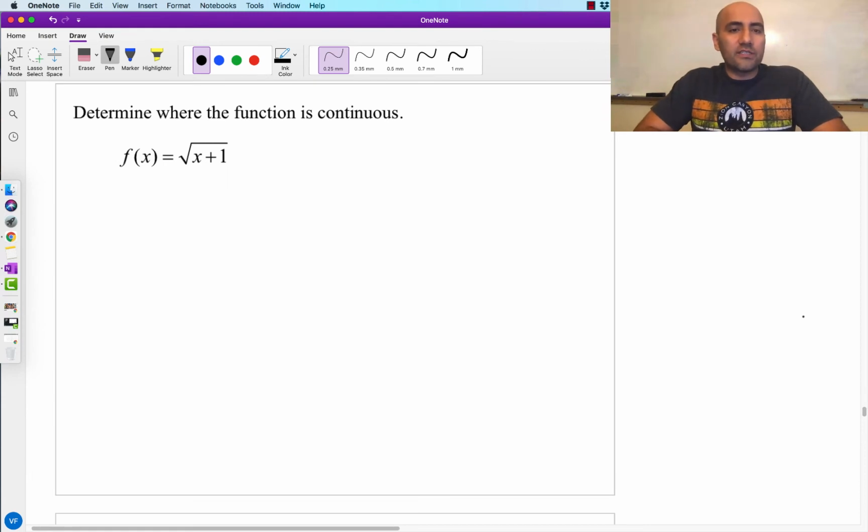Determine whether this function is continuous. Okay, so the part inside the root is definitely a polynomial. Again, we have a case where this part inside here is a polynomial. In fact, it's a linear equation, which is a type of polynomial. So it's continuous on all real numbers.